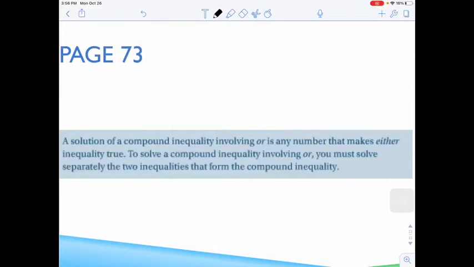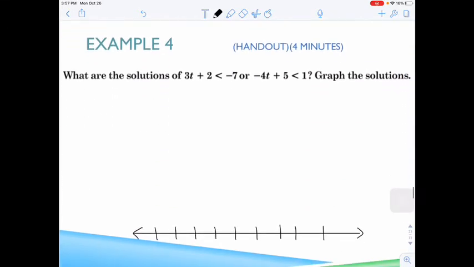Section 1.8, Example 4, on page 73. A solution of a compound inequality involving "or" is any number that makes either inequality true. To solve a compound inequality involving "or," you must solve separately the two inequalities that form the compound inequality. So in Example 4, we have: what are the solutions of 3t + 2 < -7 or -4t + 5 < 1?